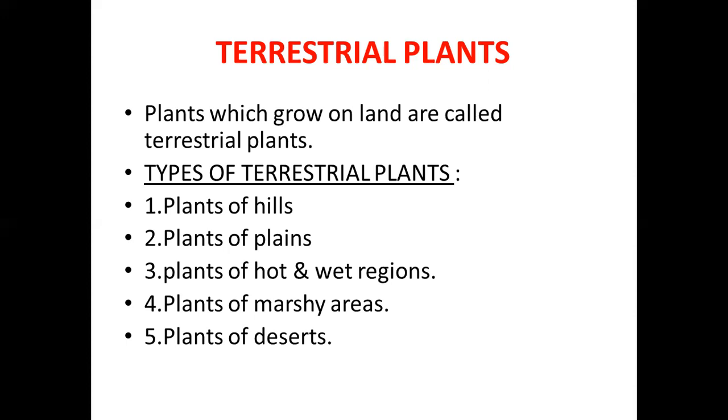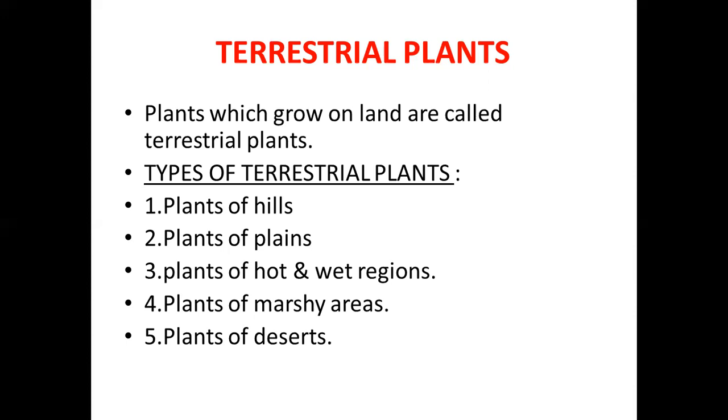So once again, let us see what are terrestrial plants. Plants which grow on land are called terrestrial plants. Coming to the types of terrestrial plants, plants of hills, plants of plains, plants of hot and wet regions, plants of marshy areas, and plants of deserts.